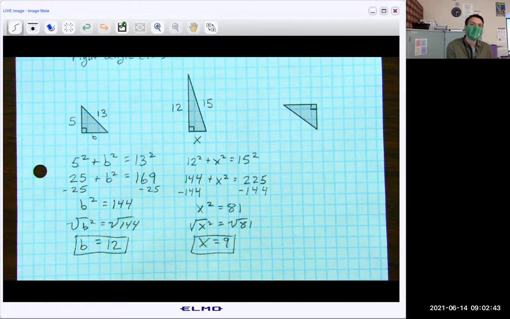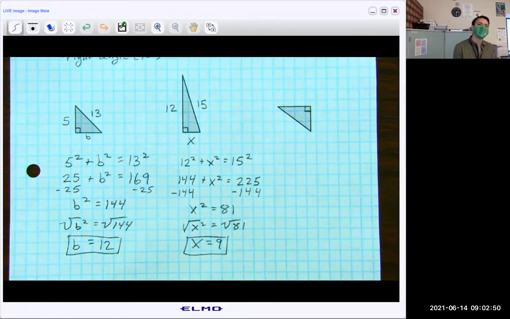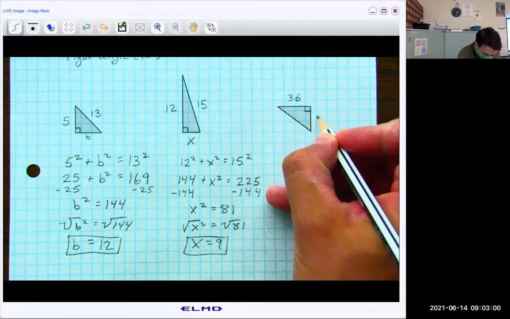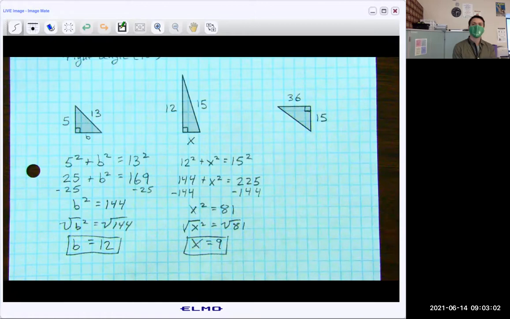All right, I want you to try this last one by yourself, and we'll see if we get the same answer. Now, sometimes the triangles are drawn to scale, and sometimes not. This one's not drawn to scale. We do know it's a right triangle, though. And I'm going to tell you that this side is 36, and this side is 15. Go ahead and see if you can figure out that missing side length.